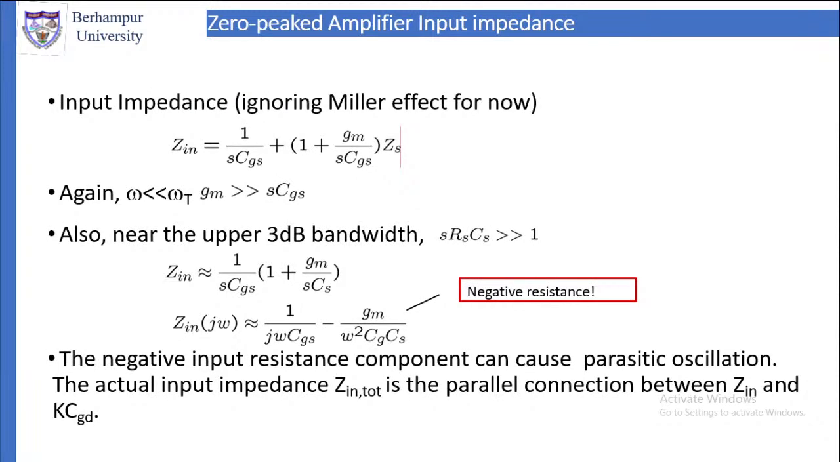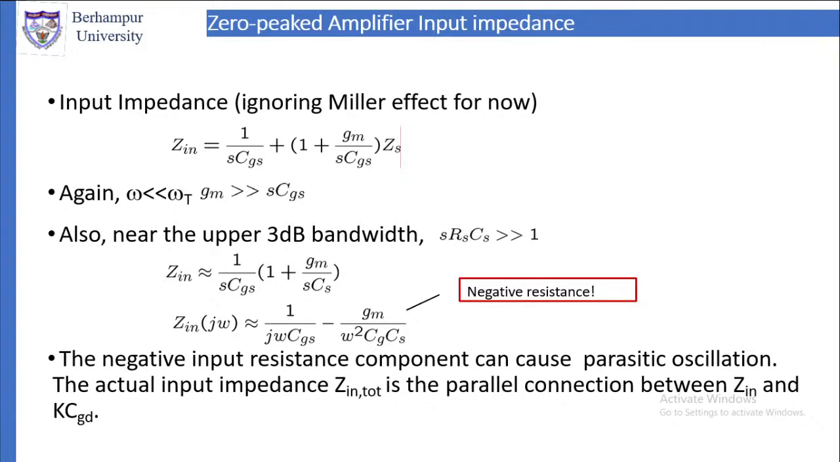Now what is the input impedance ignoring the Miller effect? If you remember the circuit, Zin is equal to 1 by S CGS plus (1 plus gm by S CGS) into ZS. There is no AV because we are not considering the Miller effect, so the 1 minus AV term is not there. So Zin is this. Now again we will use this factor: omega is much smaller than omega t, gm is much greater than S CGS.